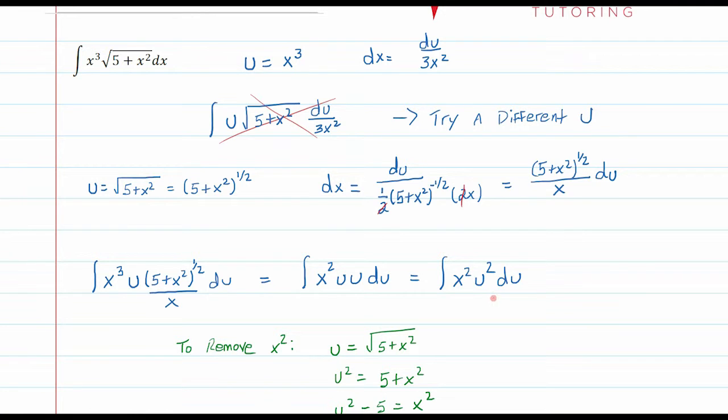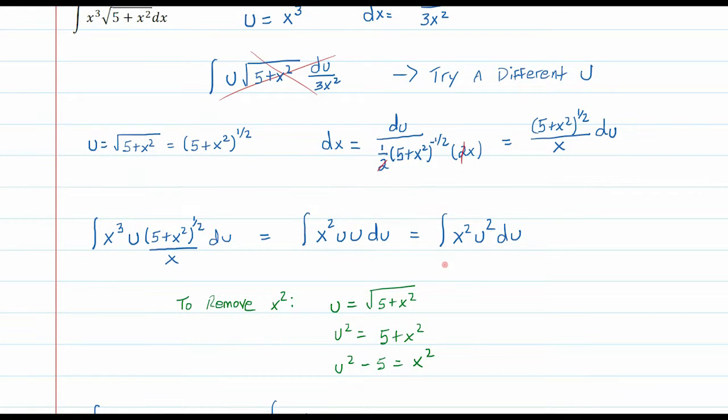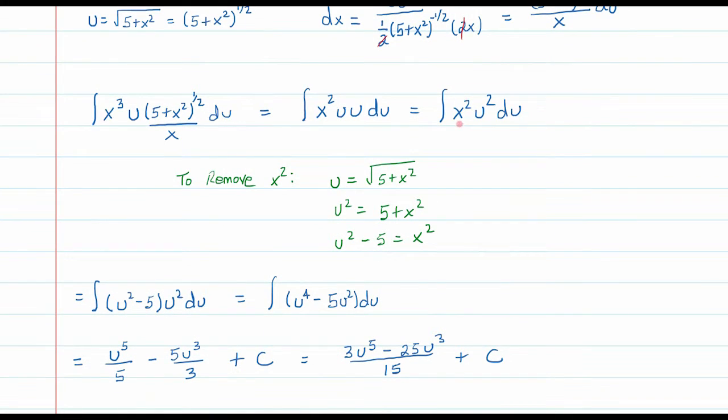The problem that still lies here, though, is that we still have an x squared here. So here's one way we can get rid of the x squared. Let's go back to our original equation for u. We stated that u is equal to root 5 plus x squared. So let's solve for x squared. And it turns out that x squared is equivalent to u squared minus 5. So now we can substitute for this x squared value, which is in terms of u. So that's how we get the integral of u squared minus 5 times u squared du.